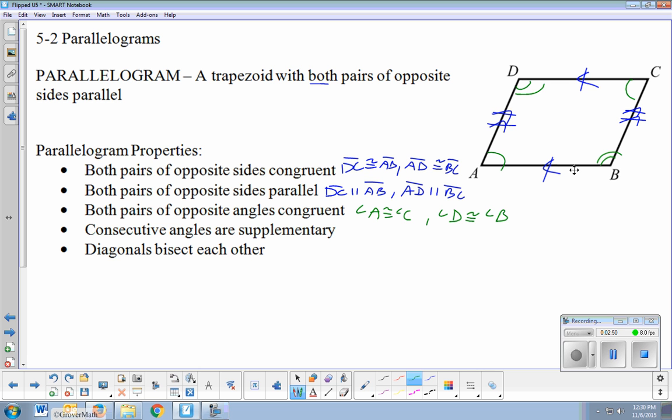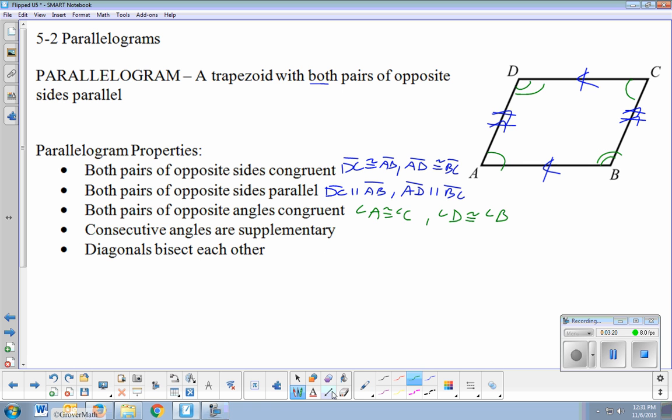Consecutive angles are supplementary, so that's the ones that are not opposite, like A and B are supplementary. They add to 180. B and C are supplementary. They add to 180. D and C, A and D. So consecutive angles, the ones next to each other, are supplementary relationships. We don't really see that much in proofs, but that could be an algebra type of question, like if you're told this is 2x minus 1 and this is 3x plus 5, well, we could add them together and set it equal to 180, that kind of thing.